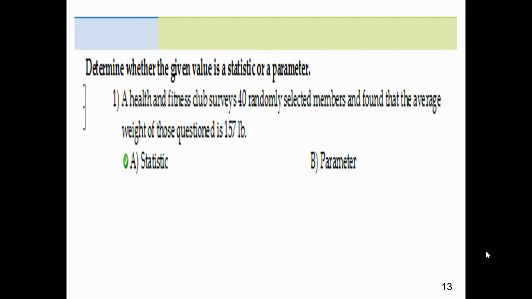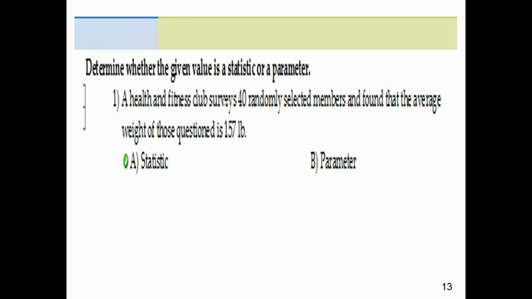All right, so first question, that's like a sample test question here. Although there's only two responses most of the time, in your exams or your homework problems there'll be four possible choices, A, B, C, and D. First thing is to read the problem, read the question. A health and fitness club surveys 40 randomly selected members and found that the average weight of those people questioned is 157 pounds. Well, there's this number 157, some numerical information. And the question is, does this 40 represent the entire population of the fitness club, or is it just some of the members? Well, 40 randomly selected people. So they're not interviewing everybody.